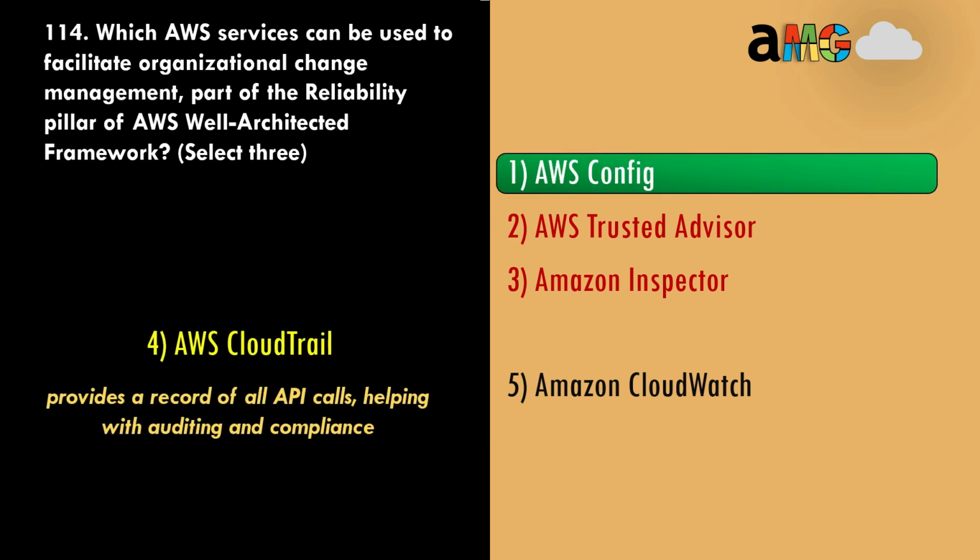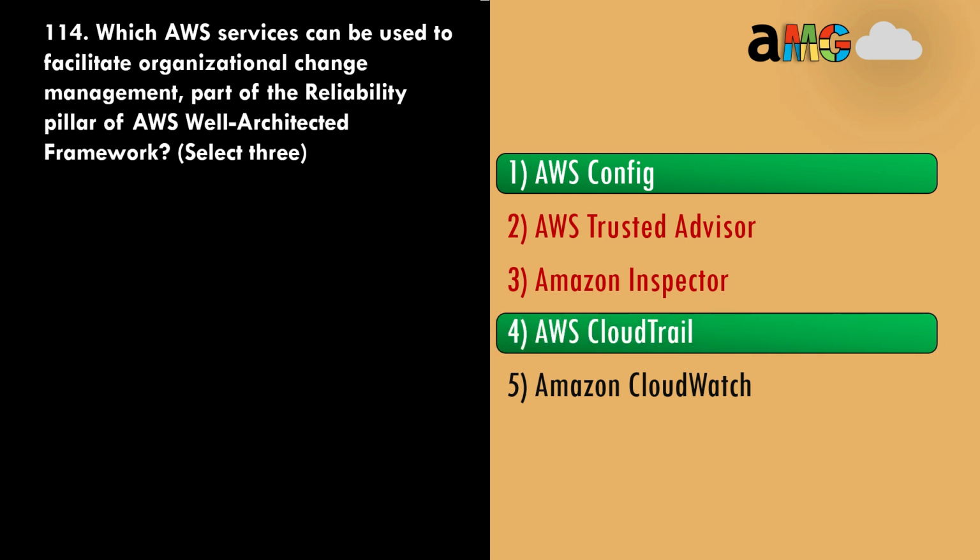Okay, option 4, AWS CloudTrail provides a record of all the API calls, helping with auditing and compliance, right? So this is also the second correct answer.